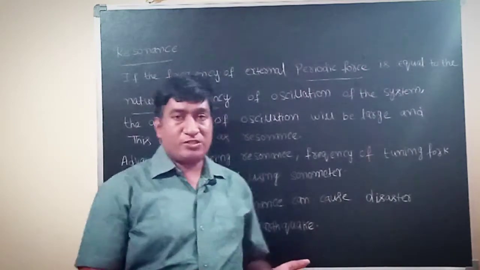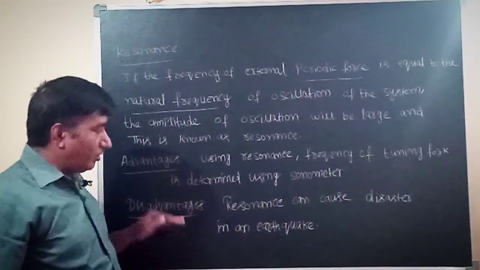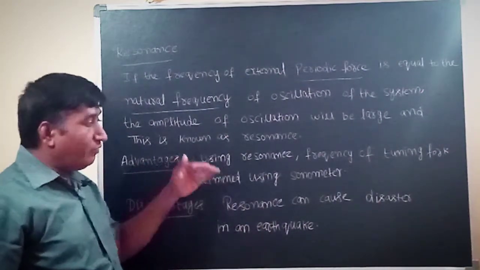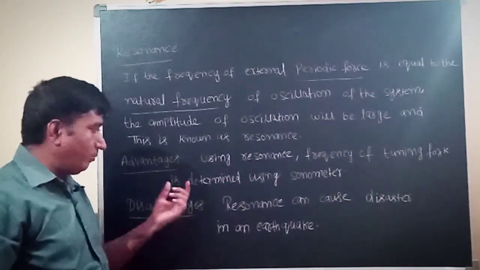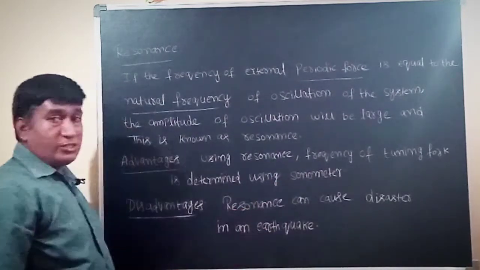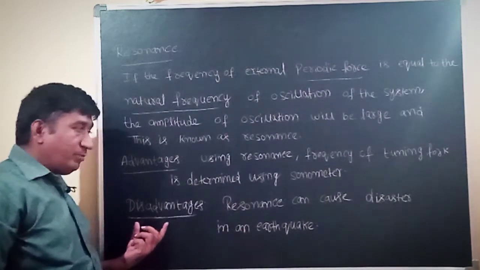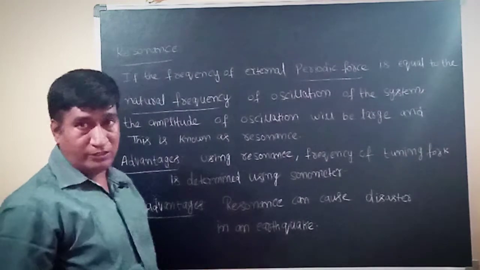With the help of resonance, we have some advantages and disadvantages. As an advantage, using resonance we can find the frequency of a tuning fork. The unknown frequency of a tuning fork can be determined by using a device called a sonometer. As a disadvantage, resonance can cause disasters in an earthquake.